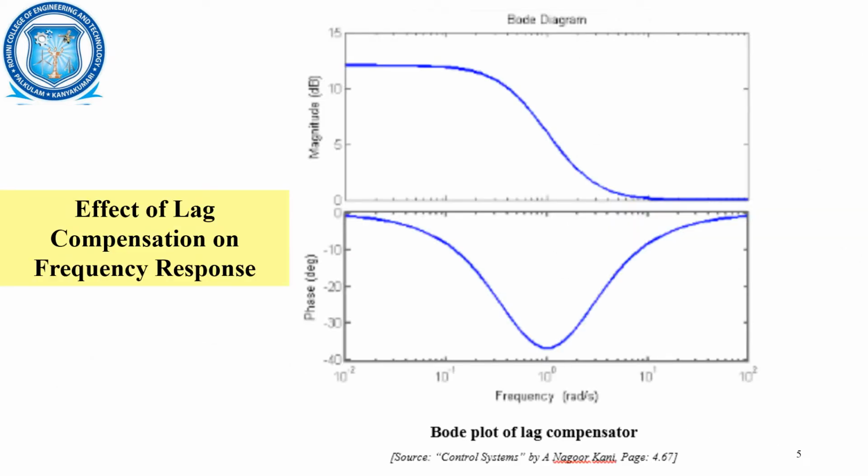We can find that in the magnitude plot, the curve is constant, and then later on it starts decreasing and reaching the zero value. While in the case of the phase plot, you can see it is at a level, and after that it is decreasing. The phase value is decreasing, and then after that it is increasing. This is the effect of lag compensation on frequency response.